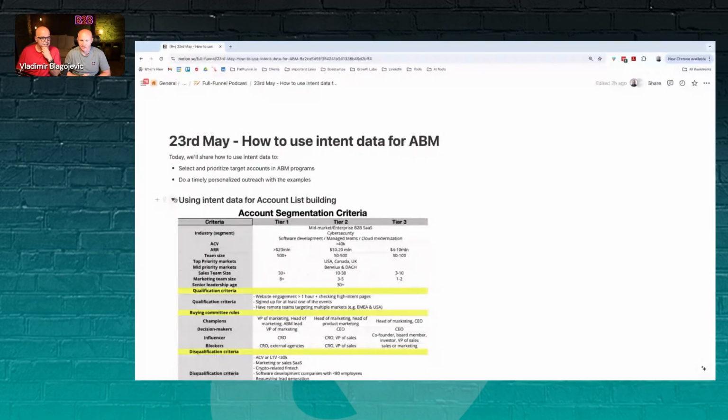All right. So let's get this sharing. The first topic is how we use intent data for account list building. What you see here is essentially a snapshot of our ideal customer profile. We recently ran an episode on how to create an ideal customer profile, so we are not going to spend any time talking about it. But the reason that we are sharing this is because this is the basis that we are going to use in order to build the account list. Why? Because we want to select the accounts that fit our ICP profile.